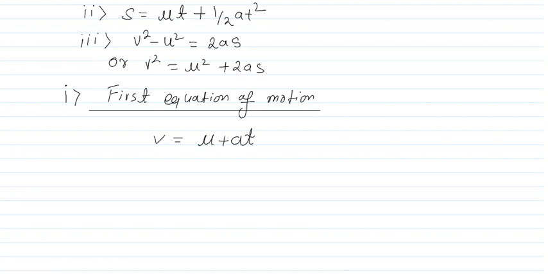So now let's suppose we are considering a body having initial velocity u and final velocity is v, and it has a uniform acceleration a. So the uniform acceleration is a, so that after time t its final velocity became v due to that uniform acceleration.